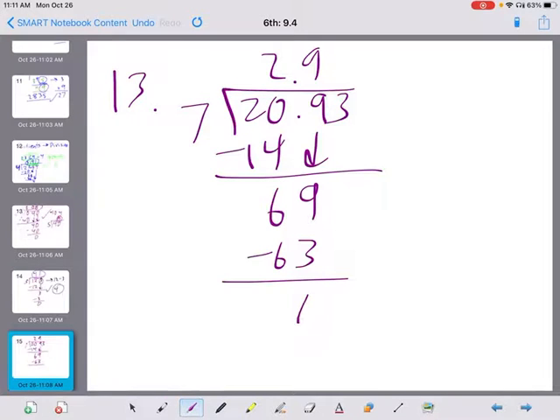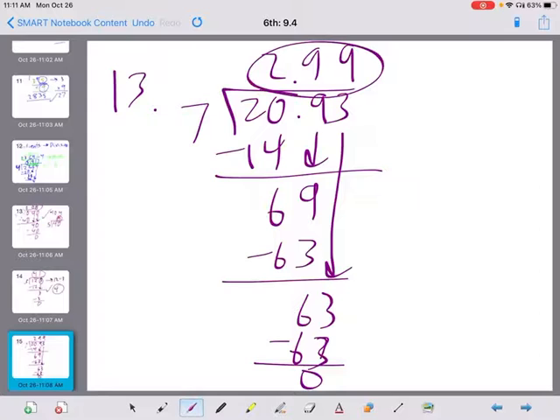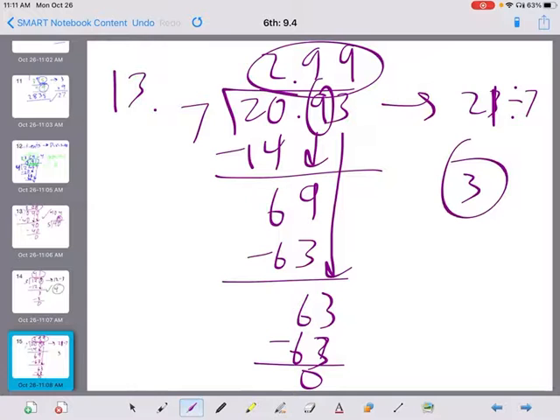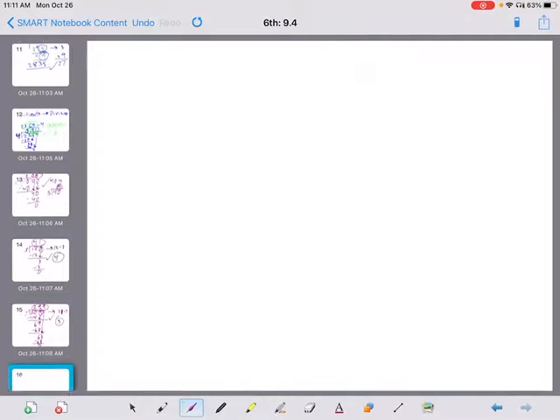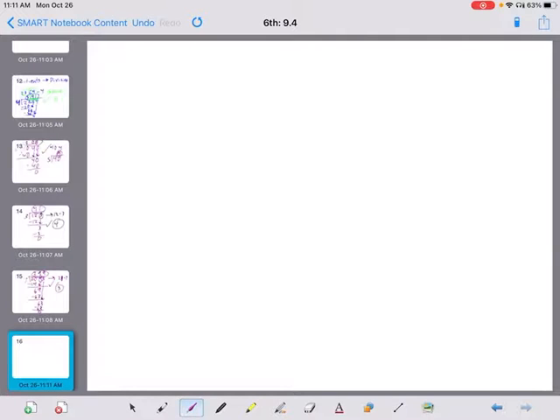Yep, 63. If you don't know those multiplication tables, study, study, study. You got to know them for this. 69 minus 63 is 6, and then I'm going to drop this 3 down. 7 goes into 63 how many times? Well, we just did that, so it must be exactly 9. 9 times 7 is 63. 0 left over, that means this is our final answer. And if we had rounded, 20.9 rounds to 21. 21 divided by 7 would have been exactly 3. And look at that, our answers are very close. We know we got the right answer, or at least a very close answer.